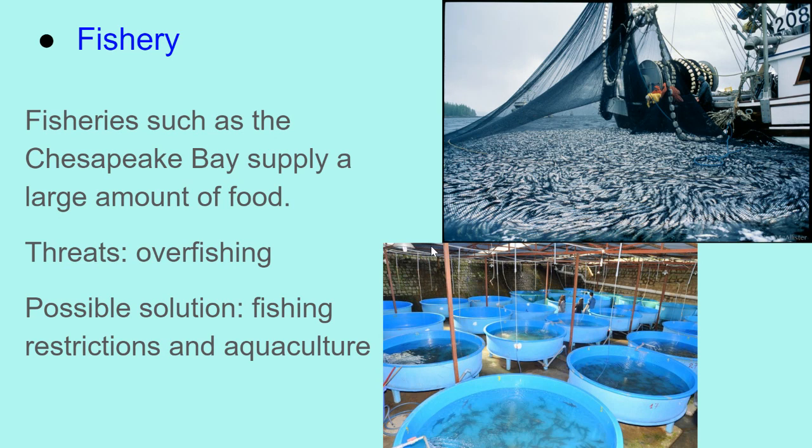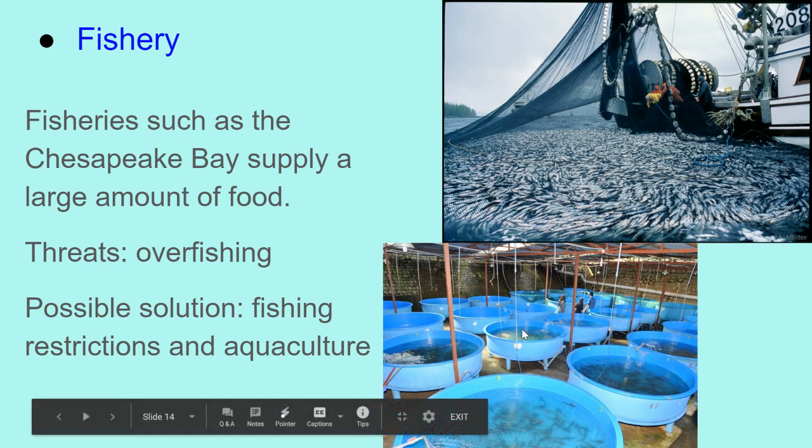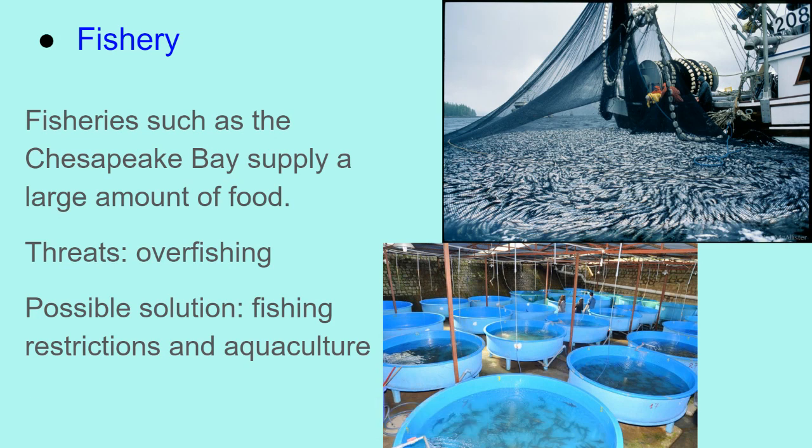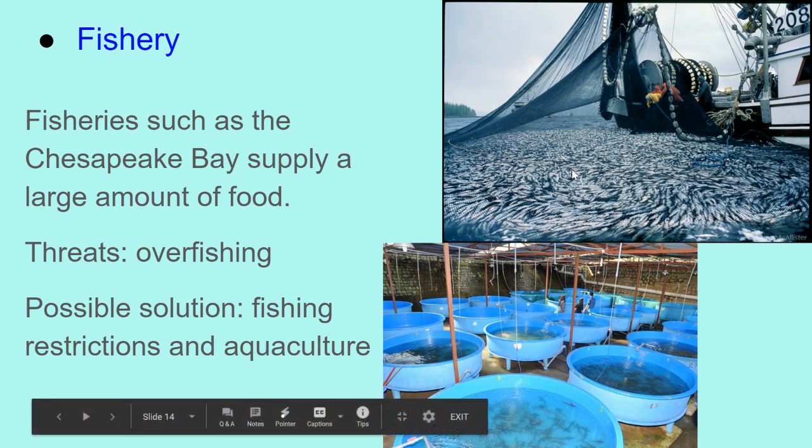So you would have many different pools, and you're growing trout or other fish species like salmon from a young age. And as they mature, you put them into a different pool and they become adult fish, which you can then sell at a market without having to fish them out of nature and without disrupting the food web in nature.